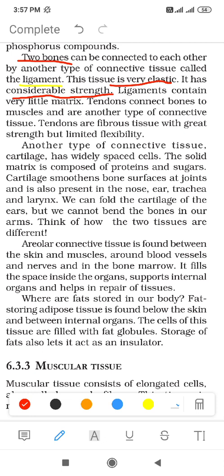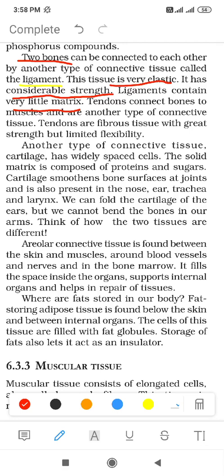Ligaments contain very little matrix. Why? Because they have lots of fibers. Sometimes we hear that someone has got hurt and there is a rupture in the ligaments. So what is a ligament? A ligament is a connective tissue which is very elastic but has less strength.